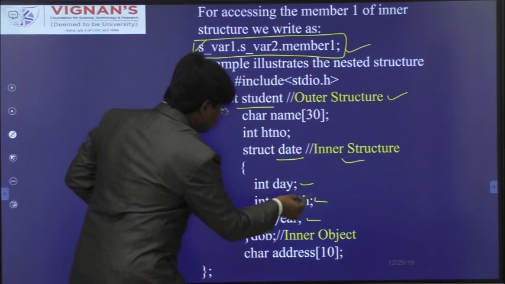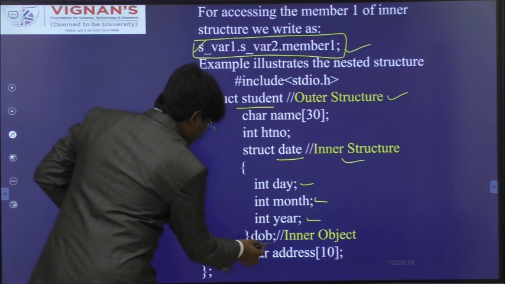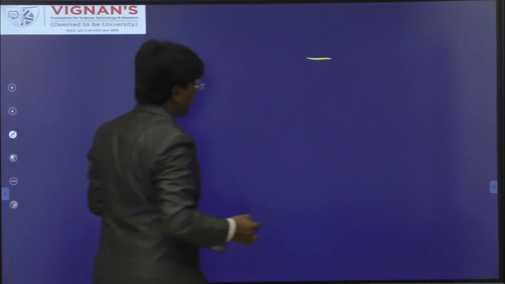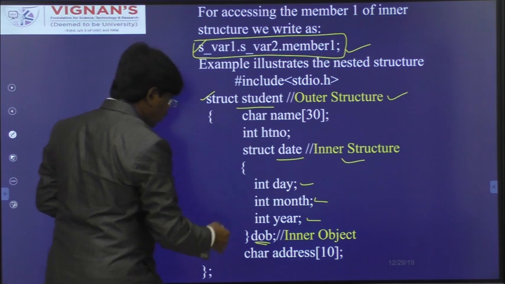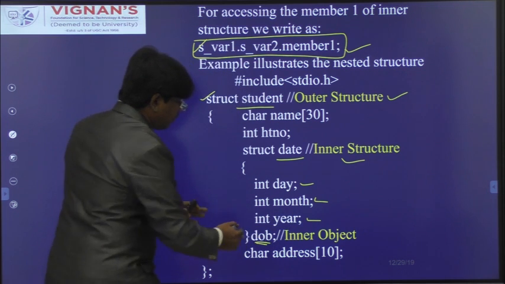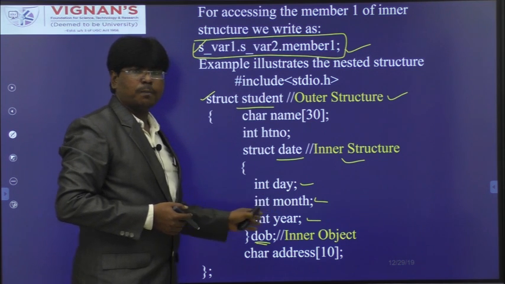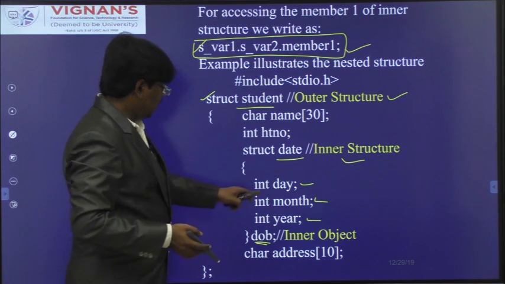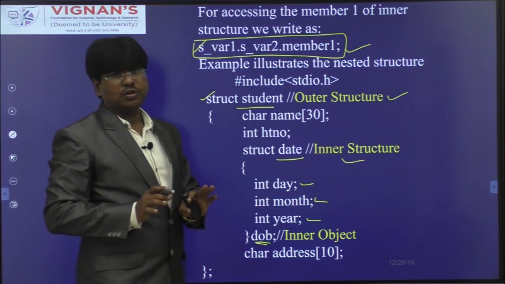But I want to access the members of this particular date. How will I access them? I will access them with the help of this DOB as well as st, which I have already defined. By using these two variables, I will access these members. How? st.DOB.day, st.DOB.month, st.DOB.year. Like that I have to write when I want to initialize or print any values from the inner structure. For the outer structure you can use the outer structure variable, but to access inner structure members, you have to use the outer structure variable as well as the inner structure variable along with the dot operator.